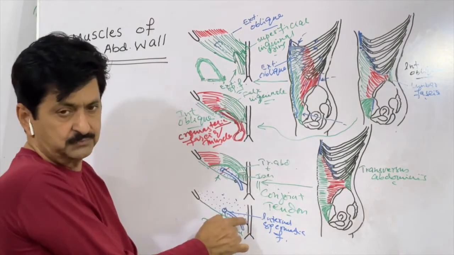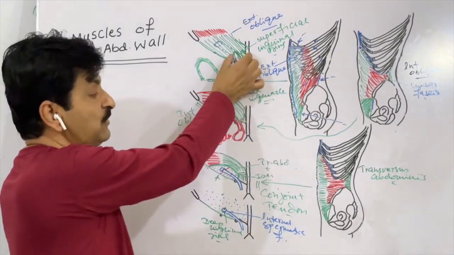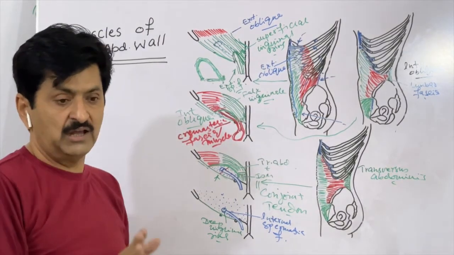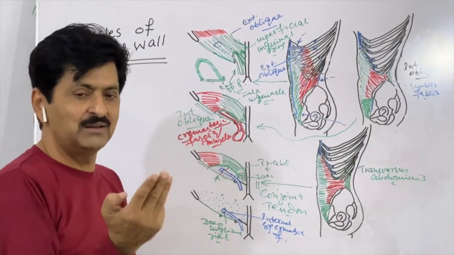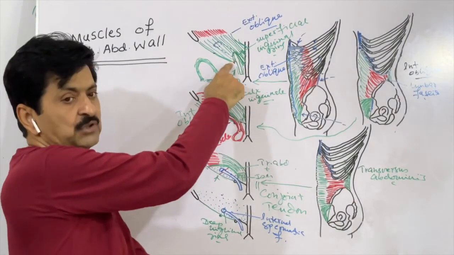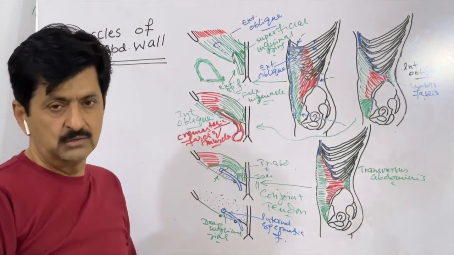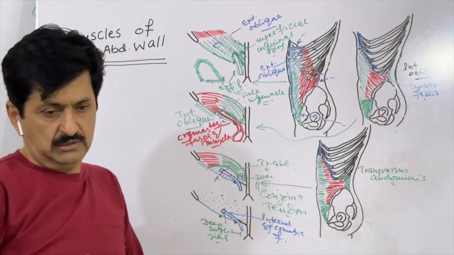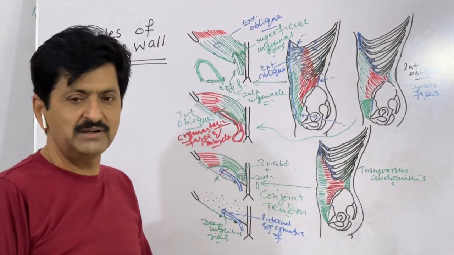conjoint tendon also. Why do you need, in the medial one quarter of your inguinal canal, a reinforcement of your posterior wall by the conjoint tendon? The reason is that in the anterior wall of the inguinal canal, there is a defect. To compensate the defect, we actually need the conjoint tendon behind.